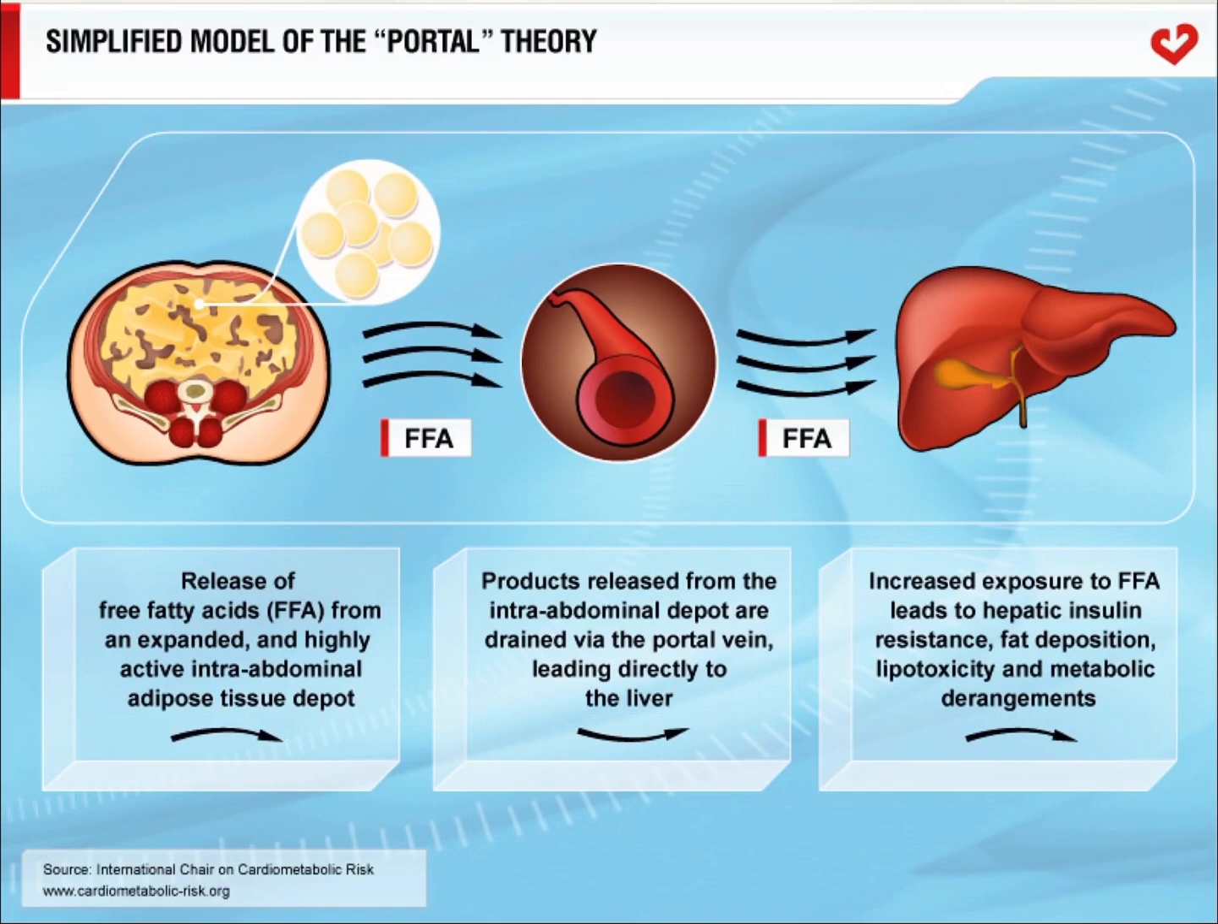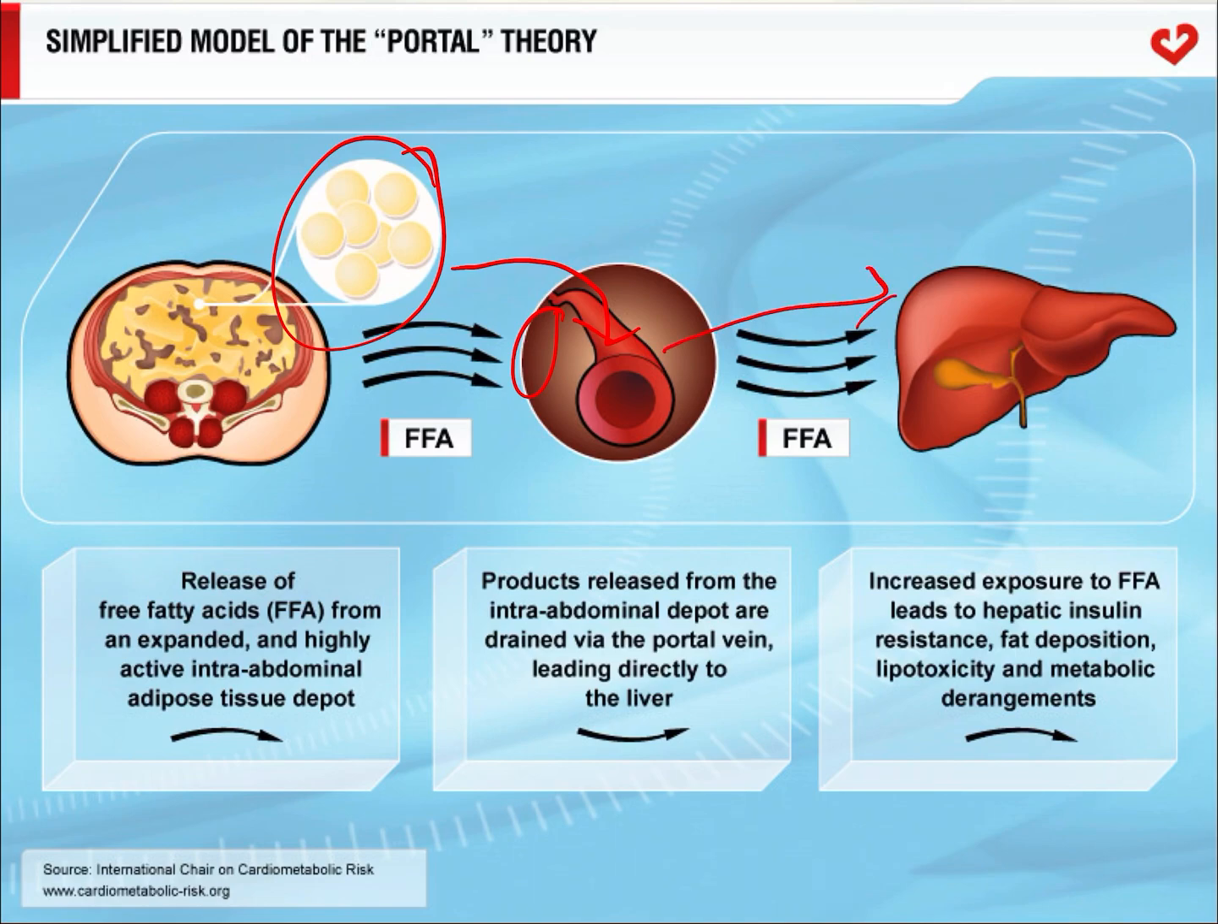Connected directly to this is the portal vein theory. So the portal vein is that big vein that goes from our digestive tract and takes all those nutrients we absorb from our digestive tract, dumps them into the liver so the liver can process those. But the problem is we have this big depot of visceral fat which is right next to our portal vein. And visceral fat is known to be very active, constantly releasing fats. And when it releases fat, the visceral fat depot right by our portal vein, it dumps fats right into that portal vein, which go right to the liver.